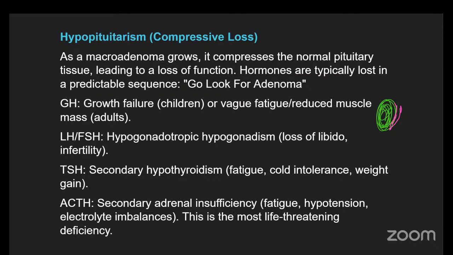So the patient has hypopituitarism. What ends up happening is there's growth failure due to lack of growth hormone. There is hypogonadism due to lack of LH-FSH. There is going to be decreased metabolism due to lack of TSH. And there is going to be secondary adrenal insufficiency due to lack of ACTH. So this is the sequence in which the hormones are typically lost. You can remember it as "go look for adenoma": G is for growth hormone, L is for LH and FSH, then we have TSH, then we have adenoma, which is ACTH.